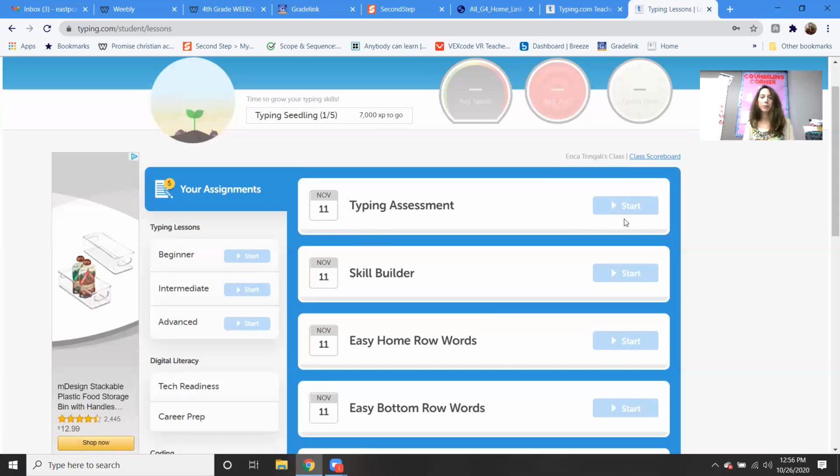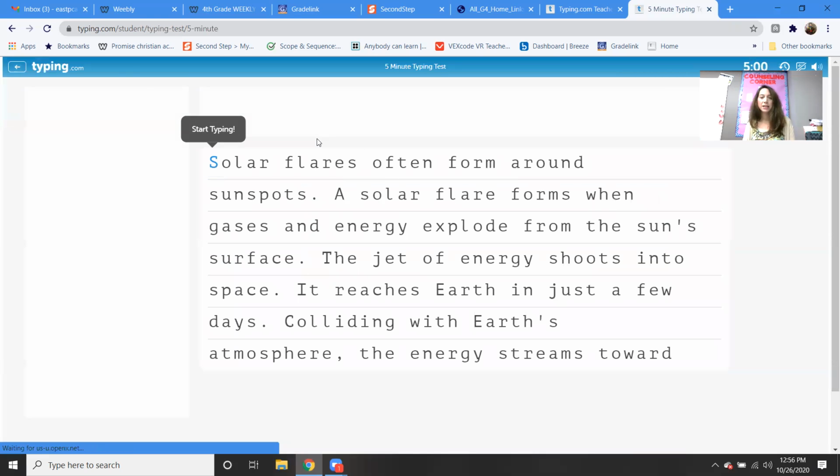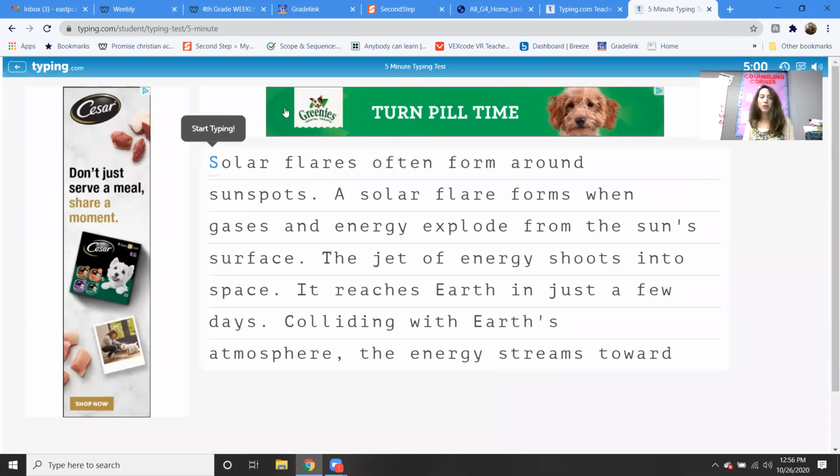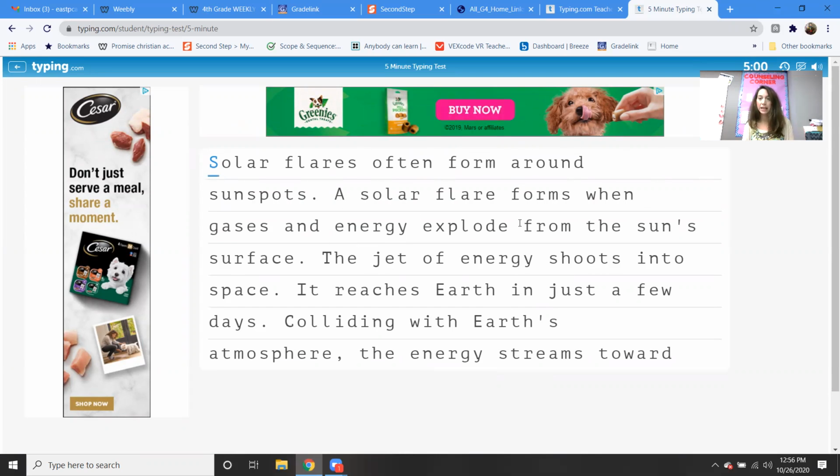So our first assignment was a typing assessment. If I click start, you'll see the assessment will come up and you are supposed to type the whole thing. And then when you're done, it'll let you know that you're done. It'll tell you how many words per minute, how many mistakes you made, and the whole thing. Okay, so it shouldn't take you longer than 5 minutes to do that.